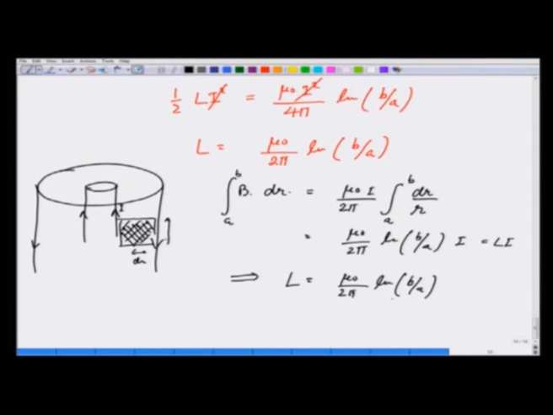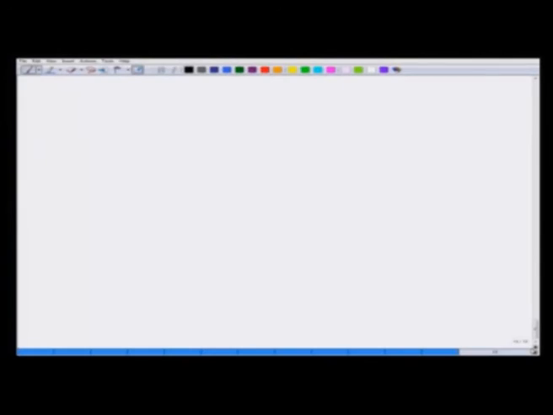The two match. You may be wondering how come I am calculating energy and getting an inductance and then trying to match them. Next example will show the importance of that. In the next example, I take what is known as the distributed current.